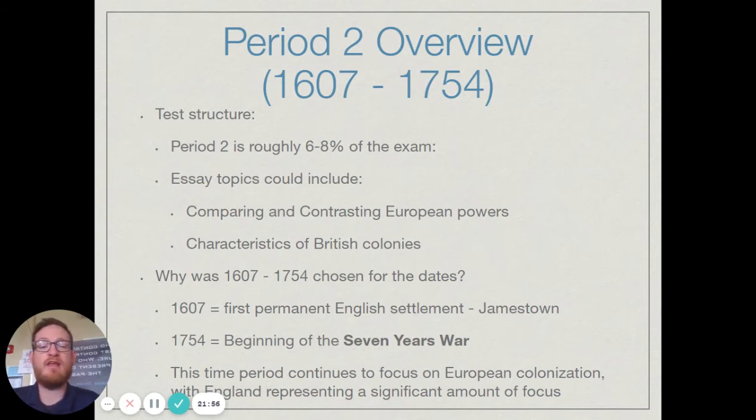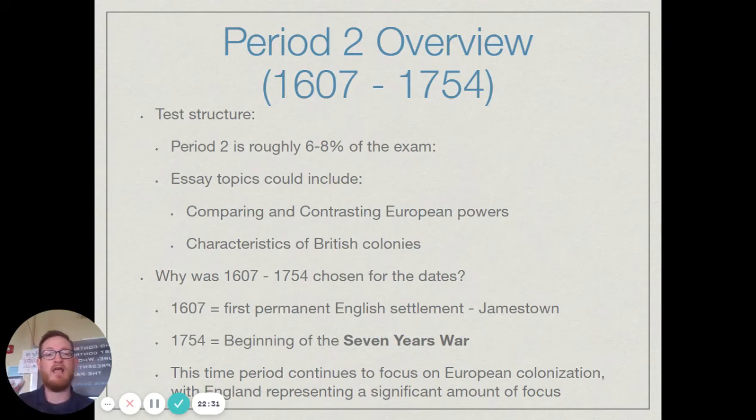Now, essay topics with this, again, could have you compare and contrast the European powers, and we went into detail when we discussed what the English settlements look like, what the French settlements look like, and what the Spanish settlements look like. Also, you could see a comparing and contrasting of the British colonies. Again, the one that I see most often, which is why I gave this to you as a question when we went through this, is comparing and contrasting the Chesapeake with the New England colonies. So make sure that you know the difference between especially the Chesapeake and the New England.